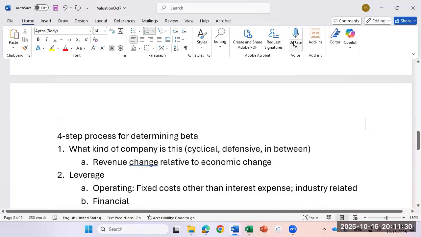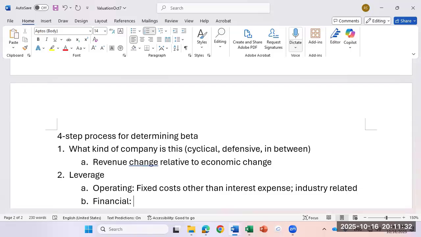And then financial leverage is just the amount of debt, capital structure. Firms with higher debt are going to have higher betas, firms with lower debt, lower betas. Now, this again is industry specific. We're going to compare it against the market, and I'll show you the spreadsheet for that. But certain industries have high debt, and certain industries have low debt.